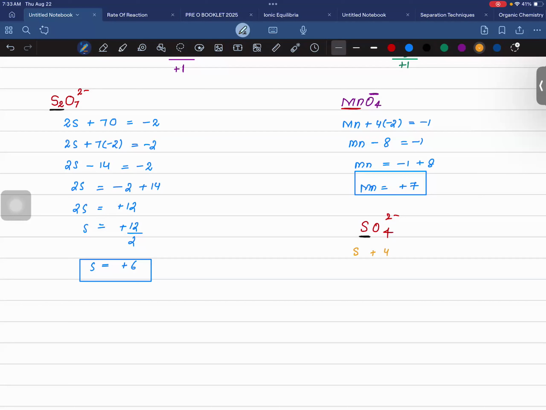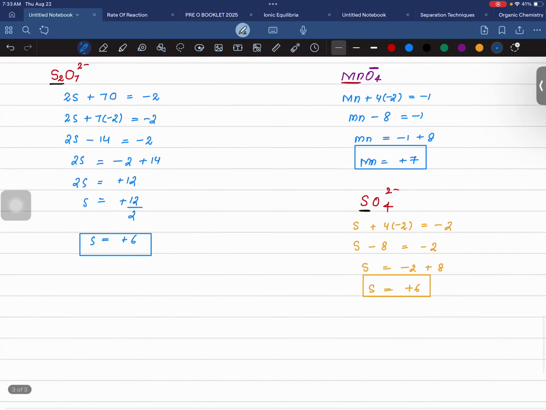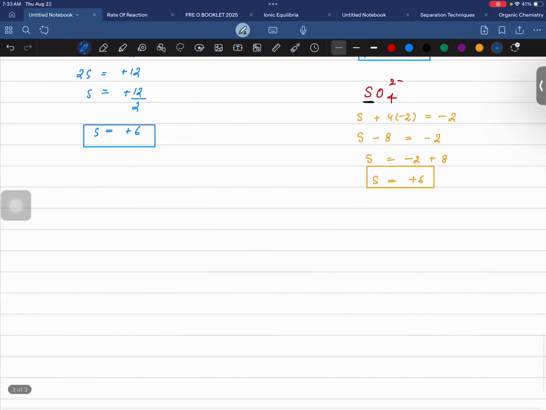S plus 4 oxygens. Each oxygen is -2, is equal to -2. So this is sulfur plus minus 4 into 2 is 8 is equal to -2. So -2 plus 8, that is +6. So sulfur is +6. Exactly. So those who are saying that this is +6, they were right. Okay, this is easy.